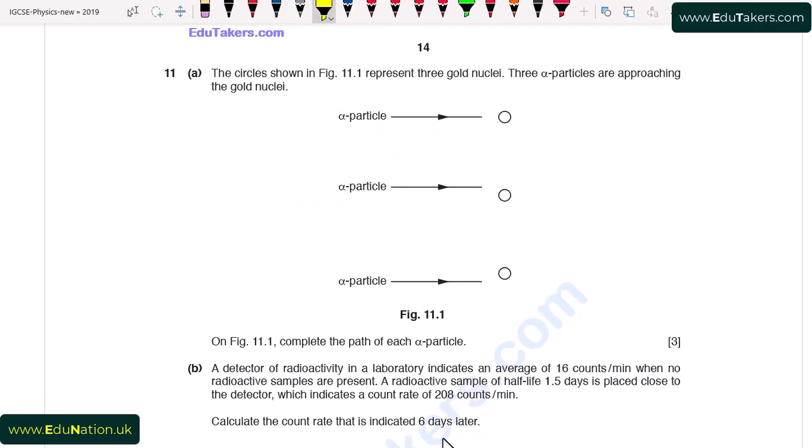Question number 11, part A. The circles shown in figure 11.1 represent three gold nuclei. Three alpha particles are approaching the gold nuclei. So in figure 11.1, these are the gold nucleus, this is the second one, and this is the third one. The alpha particles are approaching towards these nuclei. And we know that this nucleus is positively charged.